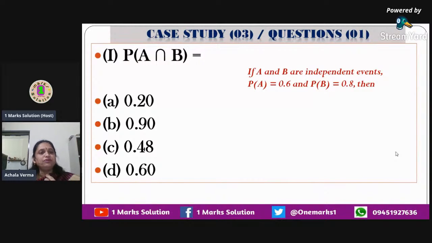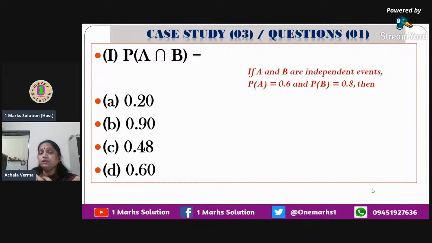Now, the first question is probability of A intersection B. This particular question is related with the topic of multiplication of probability, and in that also you should know what are independent events and what are dependent events. What are independent events? Events where the probability of one event does not get affected by the other's probability. So the condition applied when two events are independent is probability of A intersection B will be equal to probability of A into probability of B whenever A and B are independent.